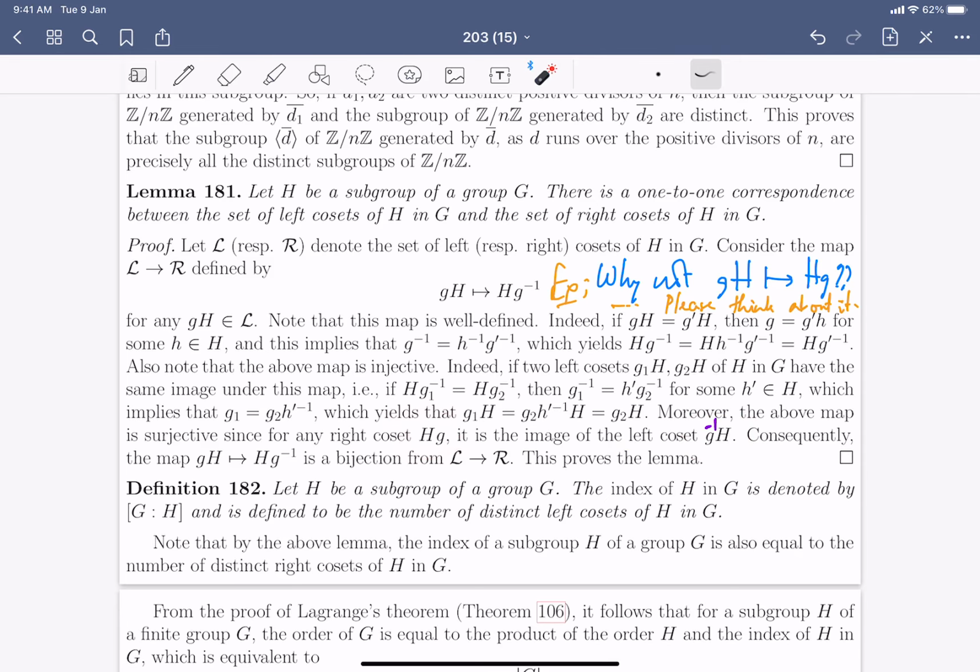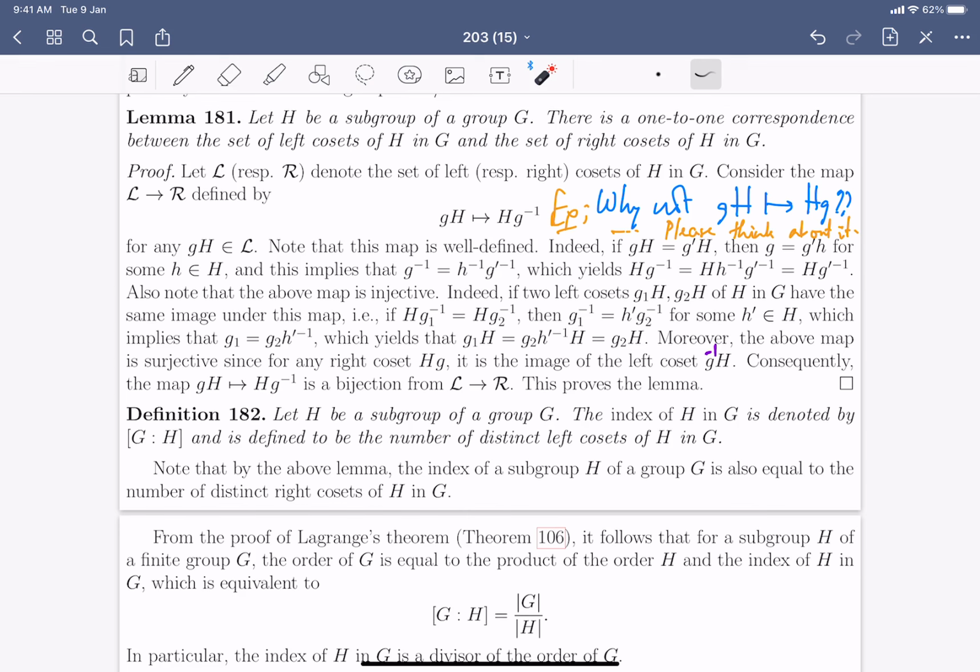Okay, so this map gh going to h inverse is a bijection from L to R, and so we have proved that the set of left cosets of H in G and the set of right cosets of H in G are in a one-to-one correspondence. And that suggests we introduce one notion, or a notation.